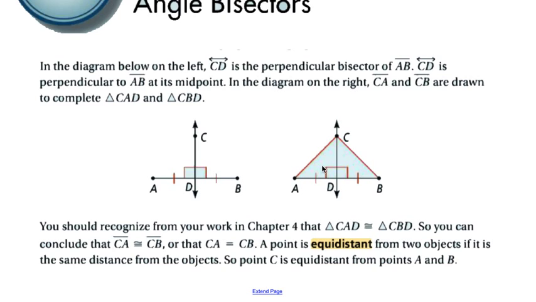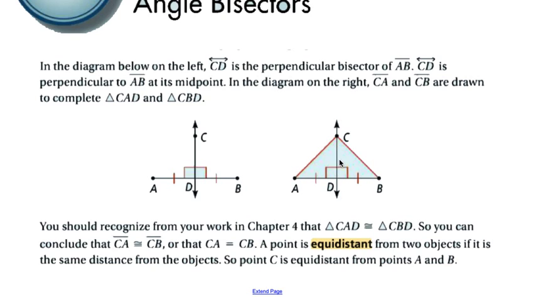And then over on the right-hand side, we also have two other segments drawn in. And those segments give us two triangles. So what we've done is we've just connected A to C and B to C to give us two triangles. Now, the work we've done in Chapter 4 on proving triangles congruent, we know already that we have an angle congruent and a side congruent. So we only need one more piece of information to prove that triangle ADC is congruent to triangle BDC.